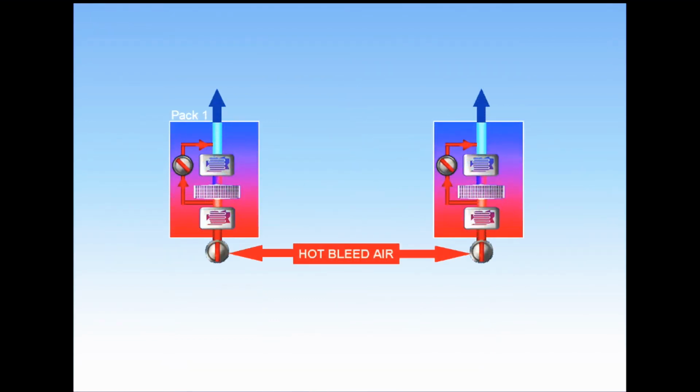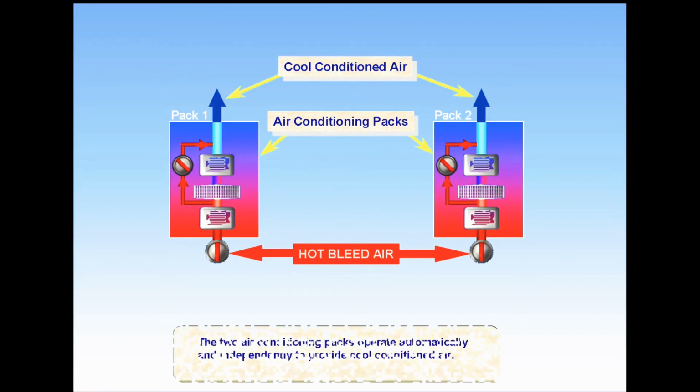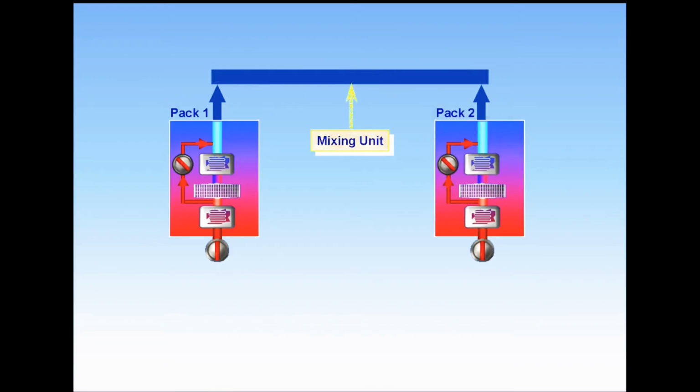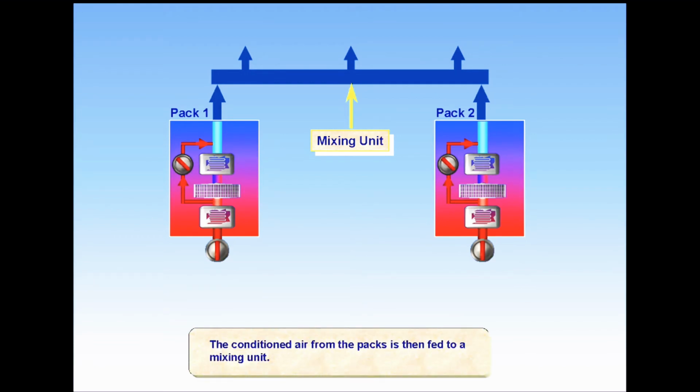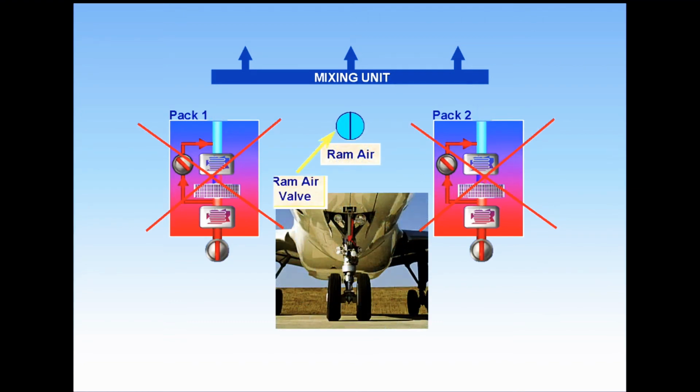The two air conditioning packs operate automatically and independently to provide cool, conditioned air. The conditioned air from the packs is then fed to a mixing unit. In case of failure of both packs, ram air is provided via a ram air valve. We will look at the use of ram air in the abnormal operation module.